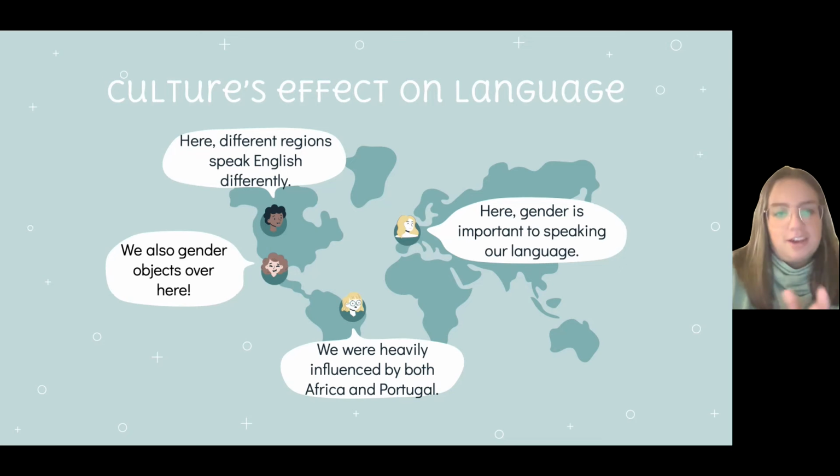So if we go a little bit further south into Mexico, in Spanish, they actually also gender objects, which I think is very interesting because at that point it's just memorization. Because a fork and a spoon obviously don't have a gender, but to say those words correctly in those specific languages, they do. And down in Brazil, they are heavily influenced by both Africa and Portugal. I think the main language in Brazil is Portuguese, but you can also see a little bit of that African culture peeking through.